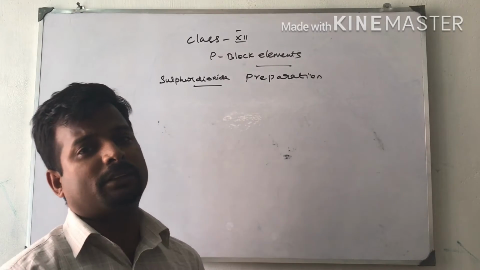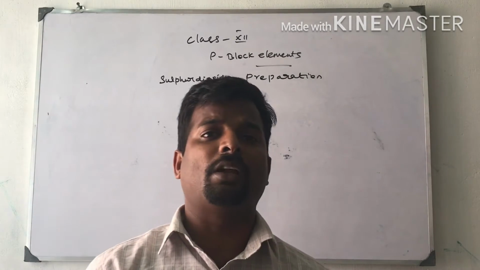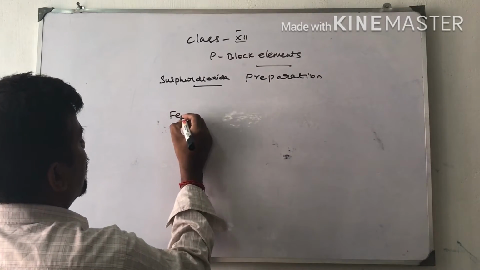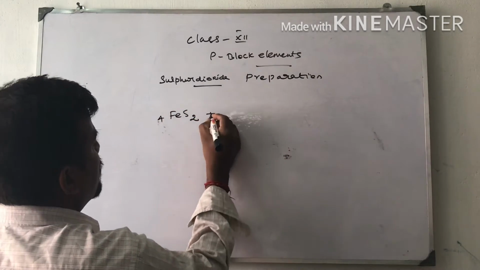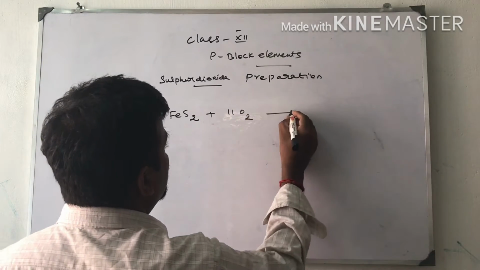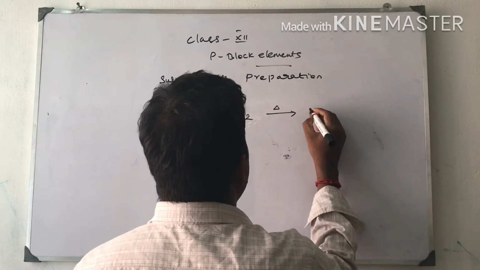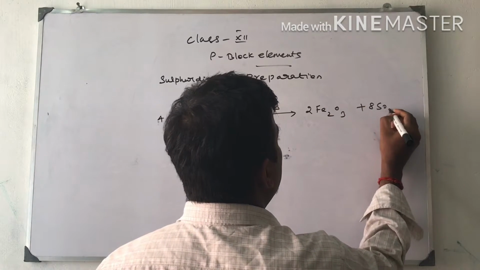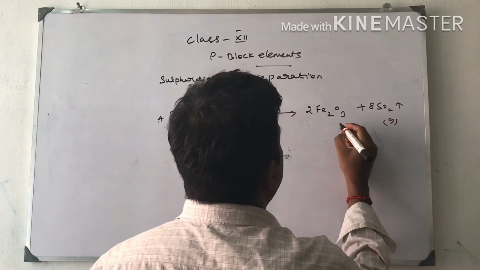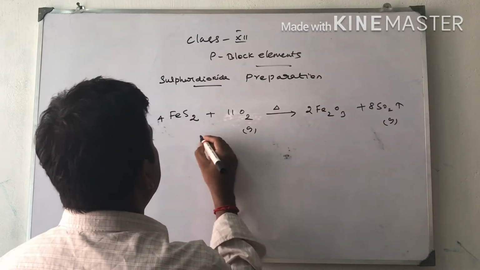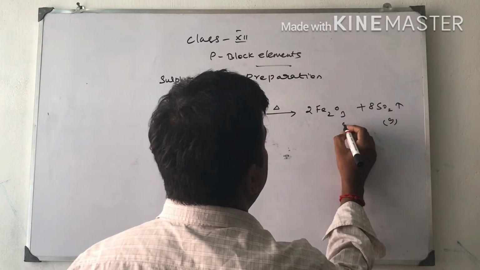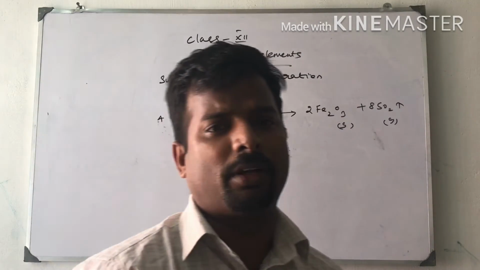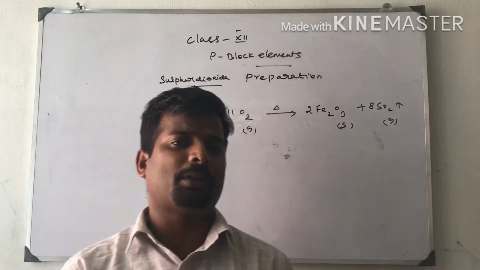Industrially, sulfur dioxide can be prepared by roasting sulfide ores. Example: the sulfide ore is iron pyrites. 4FeS2 plus 11O2, on heating, gives 2Fe2O3 plus 8SO2, sulfur dioxide gas. The Fe2O3 and FeS2 are solids. So this is the third method of preparation of sulfur dioxide.